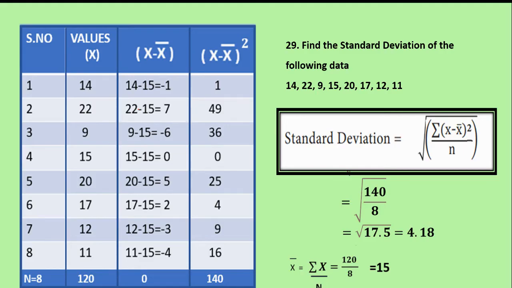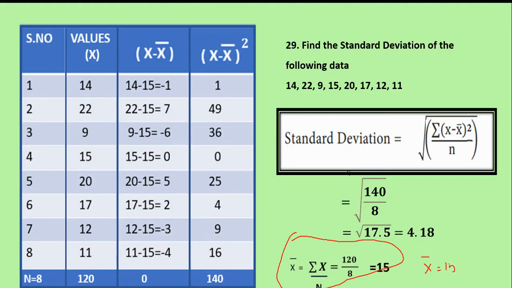So you have to tabulate these values. First column is serial number. You have 8 numbers. Then the values which are given: 14, 22, 9, 15, 20. Then x minus x bar. Before that you have to calculate the arithmetic mean. How do you calculate the arithmetic mean? The formula for calculating the arithmetic mean is summation x divided by n. So what is your summation x? 120 divided by n equal to 8 gives you 15. So x bar is equal to 15.